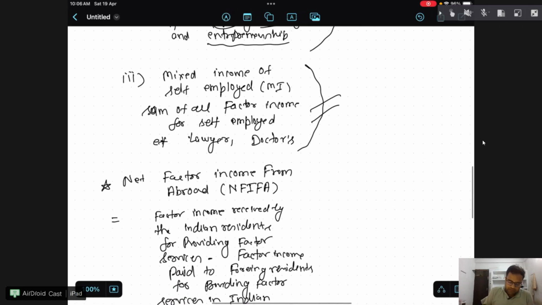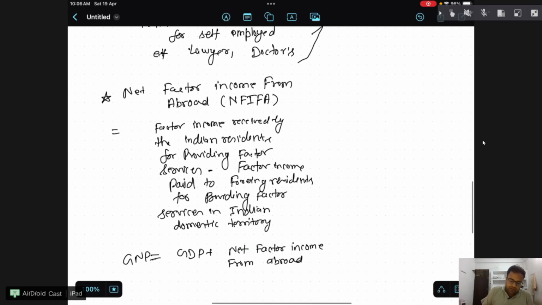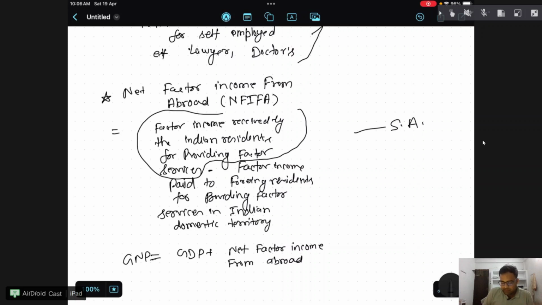Now a new term, known as the net factor income from abroad. For the net, first we calculate whatever income residents receive through providing factors of production abroad. Let's say an Indian resident working in Saudi Arabia. First we calculate whatever income they generate, and then subtract the value of factor income which foreign residents receive through providing factor services in our domestic territory. Through this calculation, we get the net factor income from abroad.